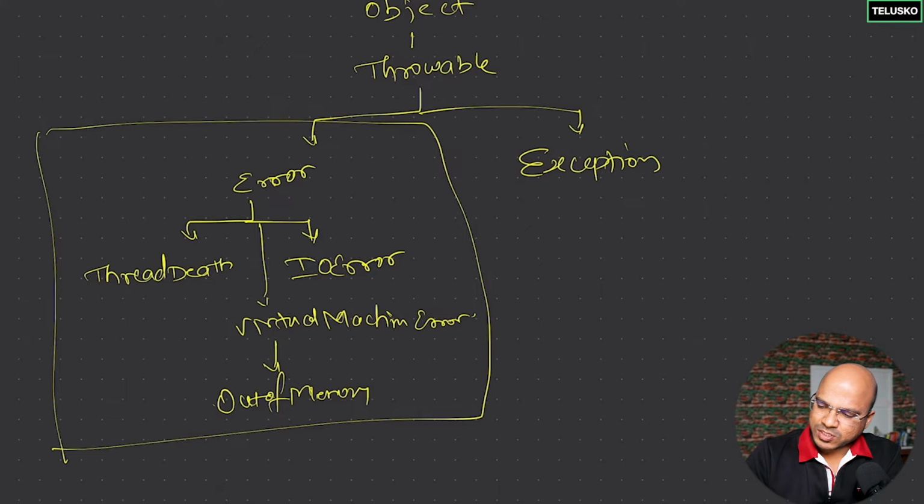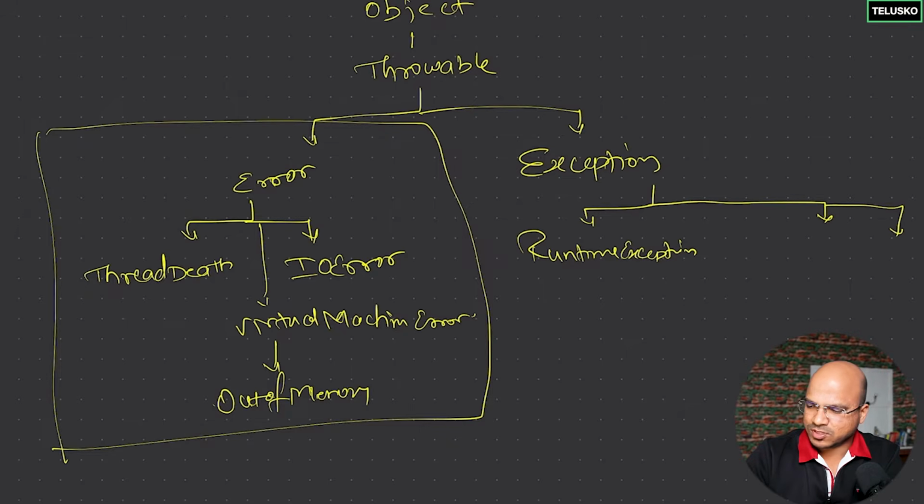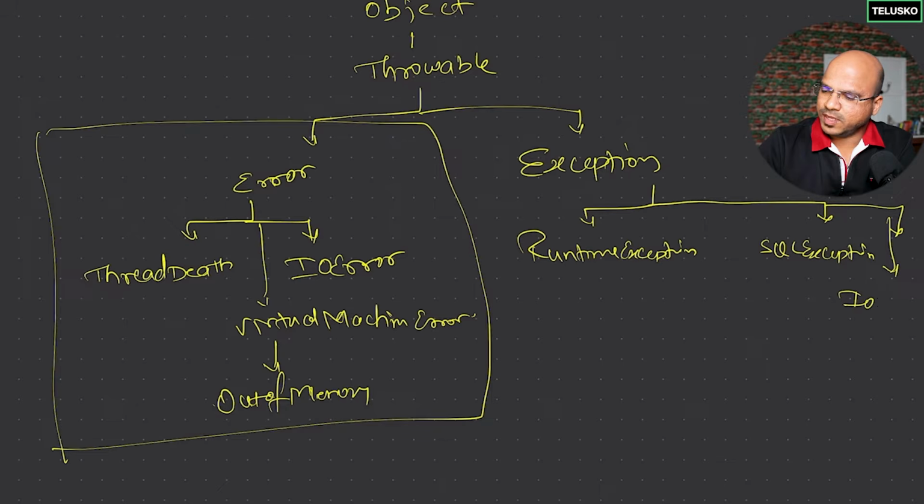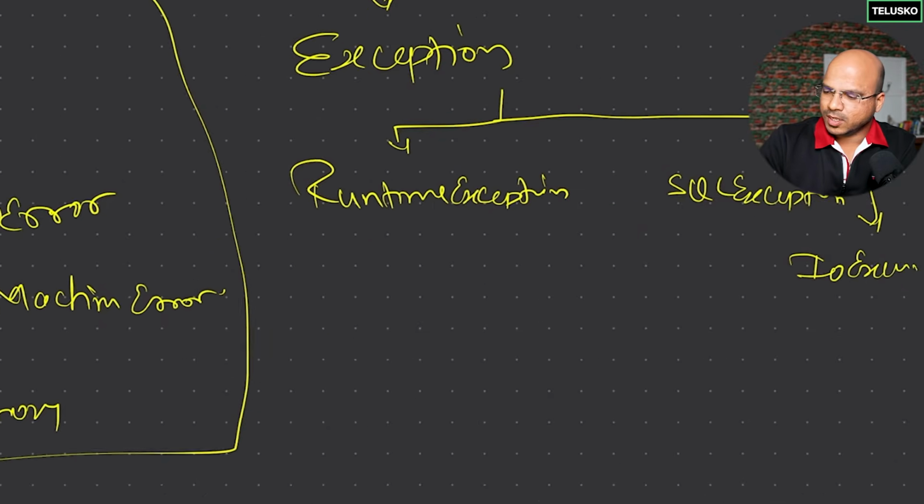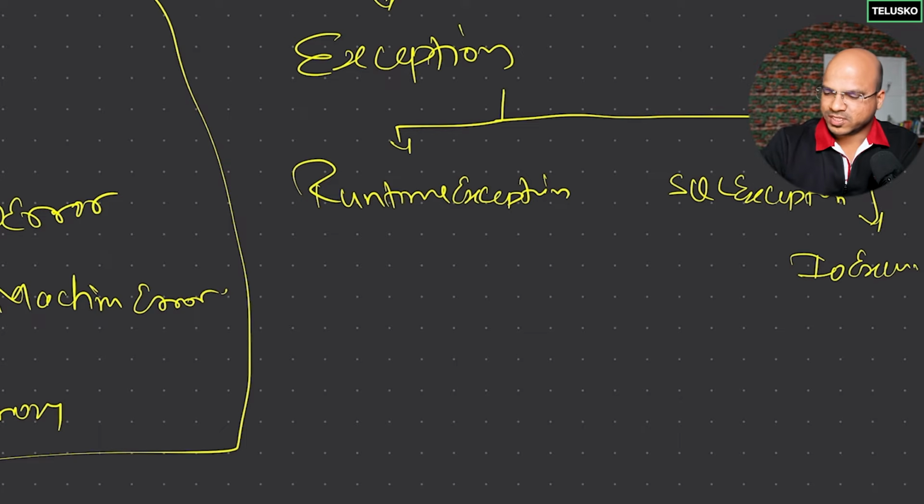Now in Exception as well, we have multiple options here. The first one is RuntimeException, a subclass of Exception. And on the other hand, we have a lot of different exceptions here. An example could be SQLException, another could be IOException, and many more, but we are just trying to understand the simple picture. So we have these two, and we have many more, as I mentioned.